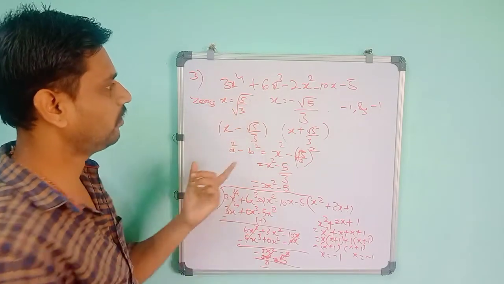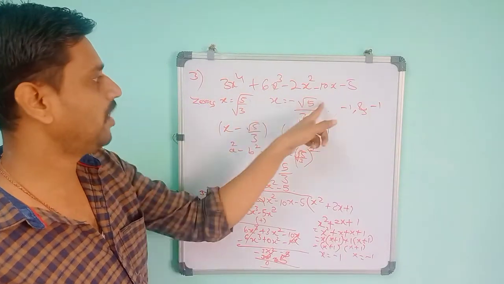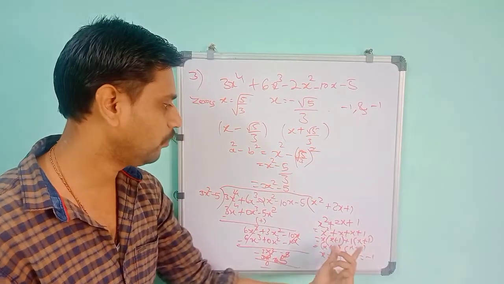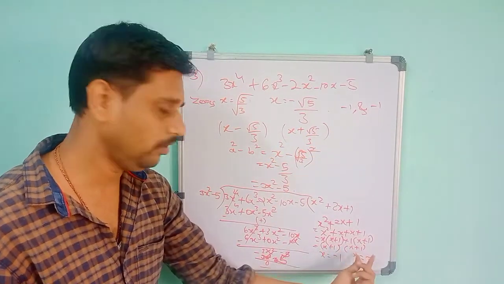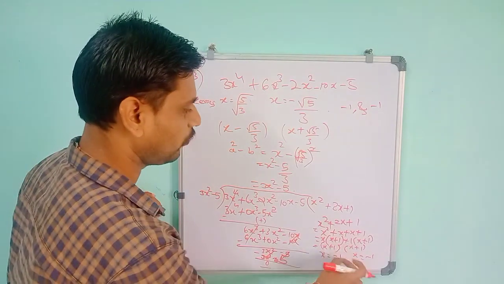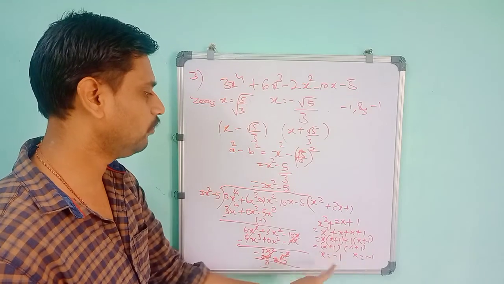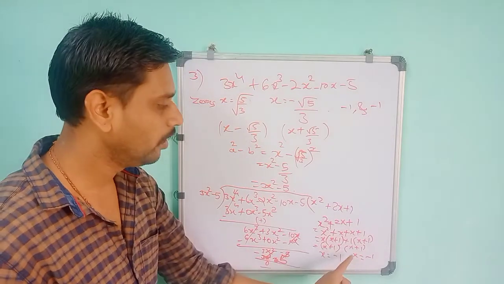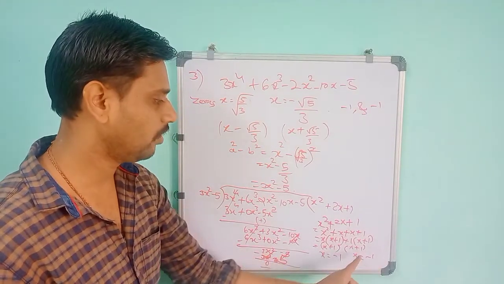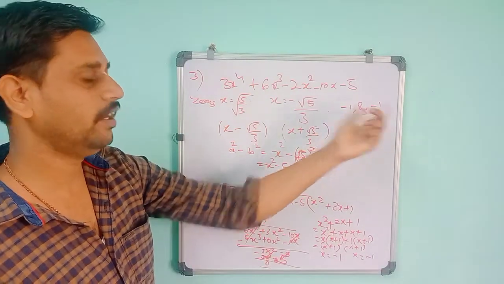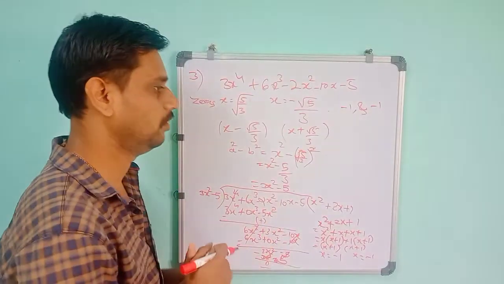These zeros of the equation are minus 5 by root 3, minus 5 by root 3, minus 1 and minus 1, because it is coming in the x plus 1 whole square. So x plus 1 whole square is x plus 1 into x plus 1. You have to equalize it to 0. Therefore x plus 1 is equal to 0, so x is equal to minus 1. So the remaining roots are minus 1 and minus 1.